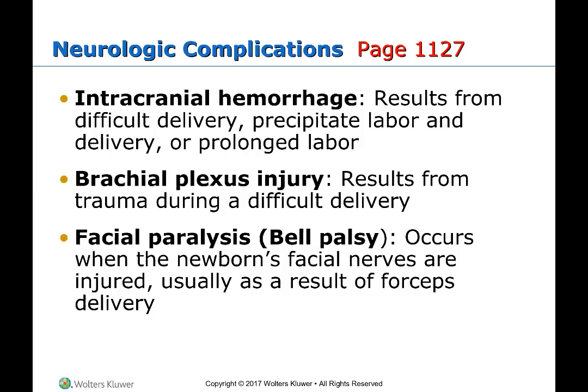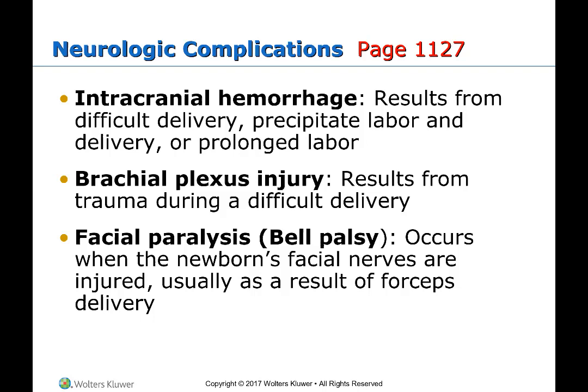This results from trauma during a difficult delivery, brachial plexus injury. And we also have facial paralysis, Bell palsy. This is when the newborn's facial nerves are injured, usually as a result of forceps delivery. So we hear about some of these things. We hear about some of these with lawsuits, actually.